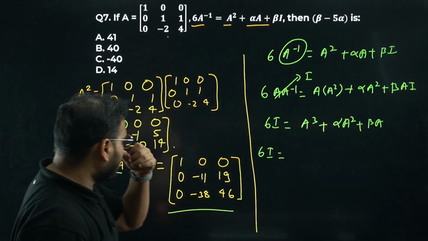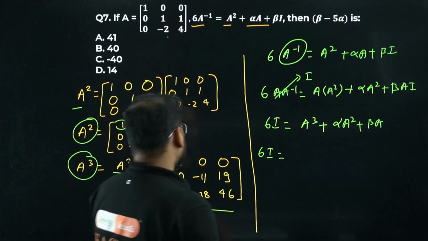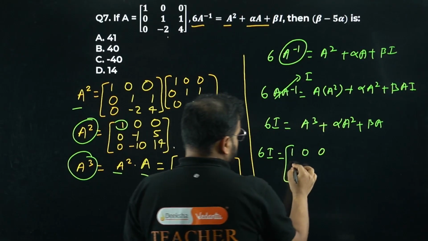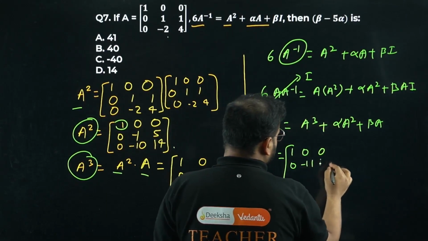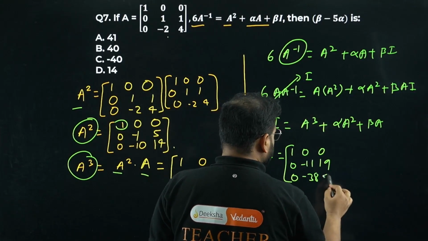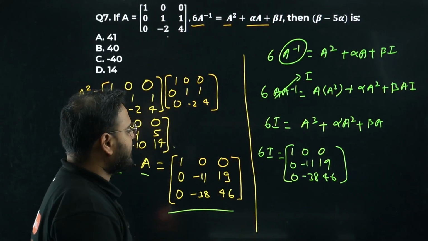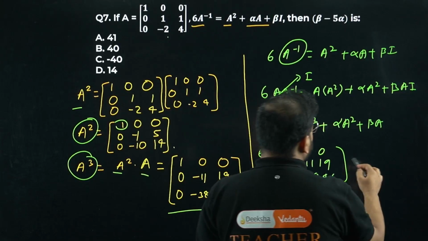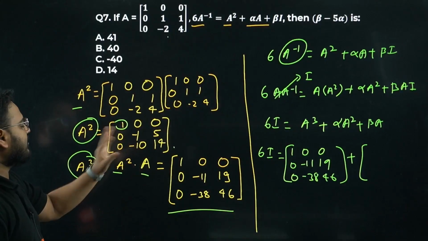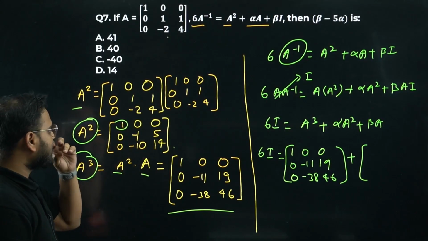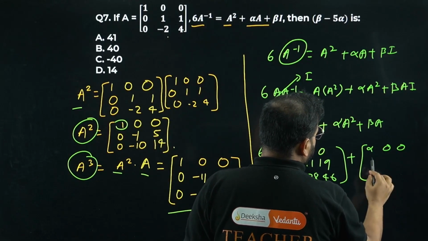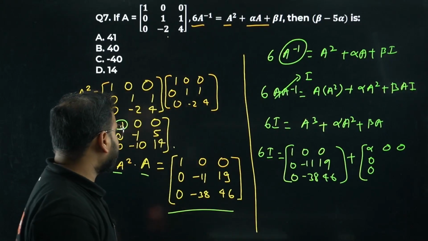Now what are you going to do? Put the values over here. What is a cube? [1 0 0; 0 -11 19; 0 -38 46] I have. What do I have for alpha a square? In a square, wherever I have terms, multiply that with alpha. So wherever I have 1 and the other numbers, I multiply with alpha. So I have the first term as alpha, then 0, 0, 0, and minus 5 alpha.